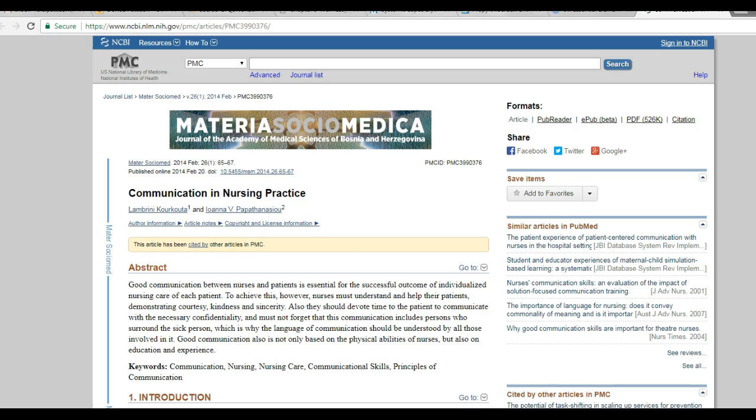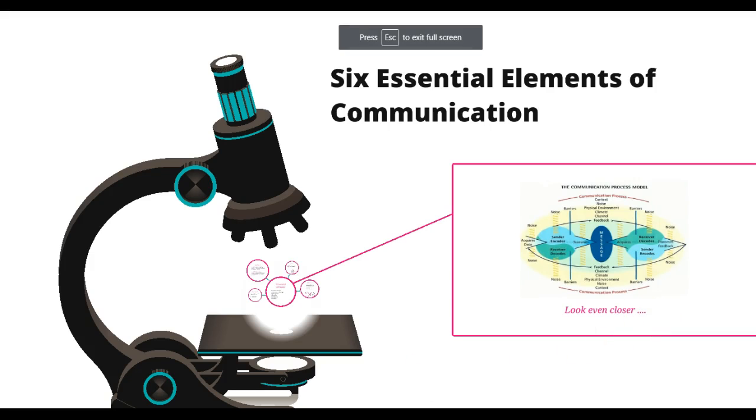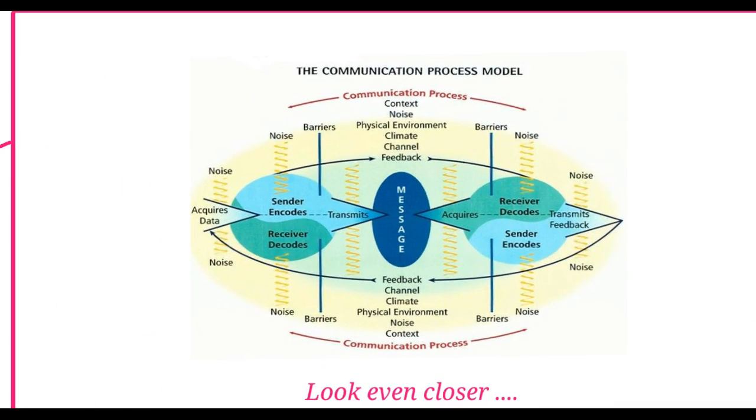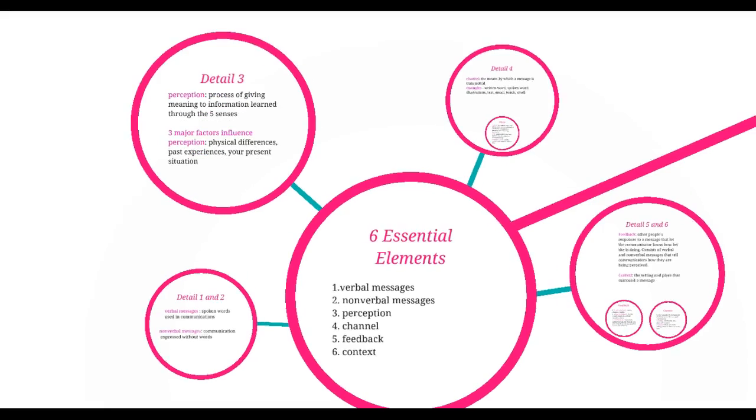So I have this cool little Prezi that I found on the 6 elements. Hold on one second. The 6 essential elements of communication. Here is the communication process model, right? The 6 essential elements are verbal messages, nonverbal messages, perception, channel, feedback, and context.